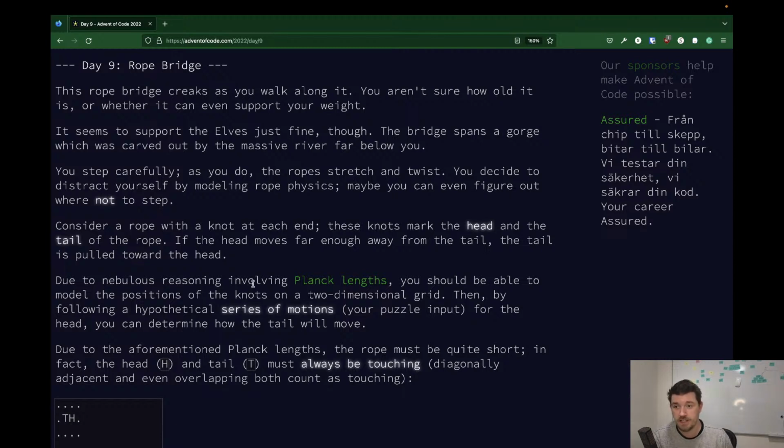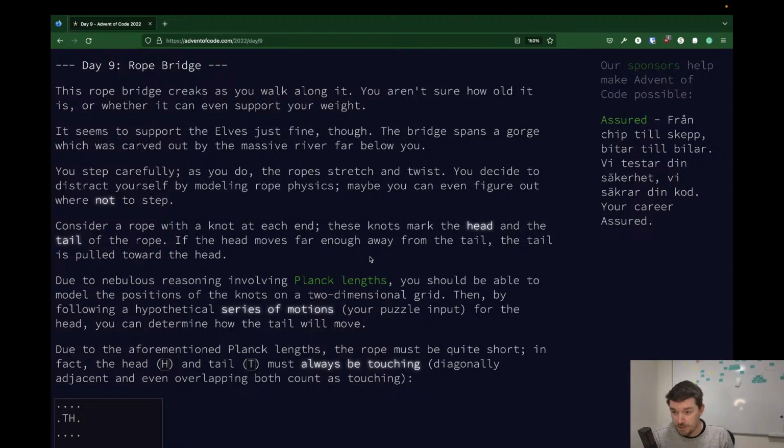Consider a rope with a knot at each end. These knots mark the head and the tail of the rope. If the head moves far enough away, the tail is pulled toward the head. Due to nebulous reasoning involving Planck lengths, which are like the smallest length that physicists say even makes any sense to talk about, look it up. It's very small.